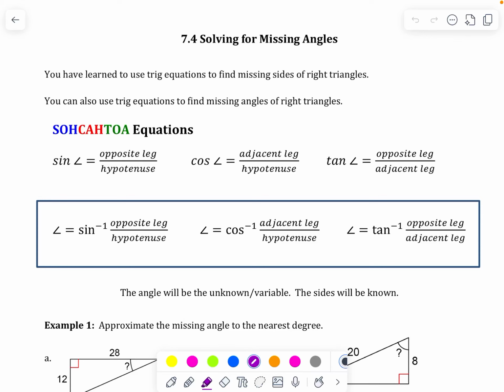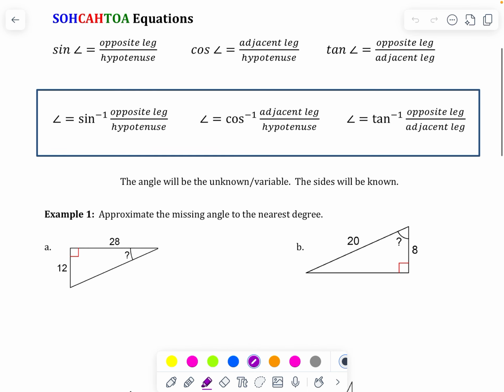In lesson 7.4, we're going to learn how to use the trigonometric equations that we learned in 7.3 to solve for missing angles instead of solving for missing sides. So we're still using the same three equations, but this time our variable will be where the angle is instead of where the sides are. Remember, the sides are always in the fraction and the angle is always next to the trig word. So our variable will be in the spot where the angle is.